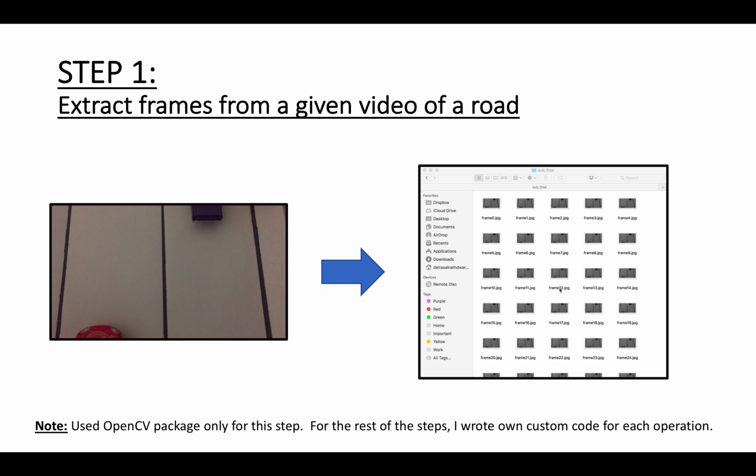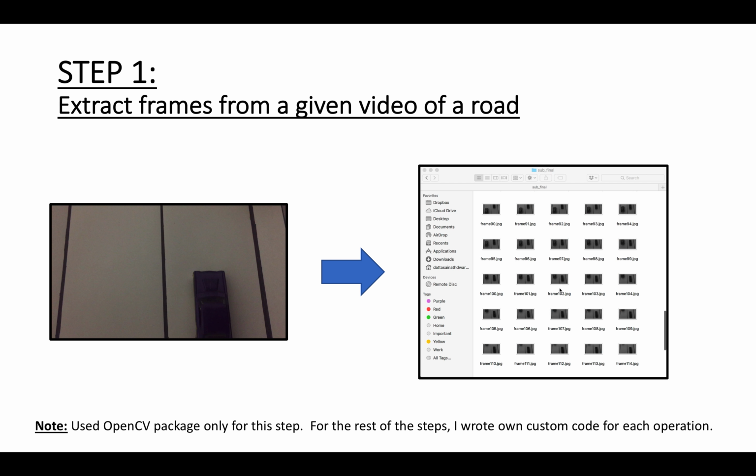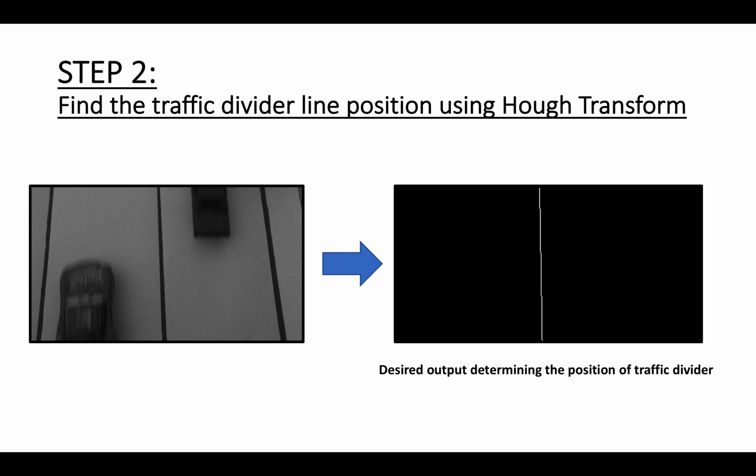The first step is extracting the frames from a given video. As we can see, in the video the cars are traveling in the right directions on either side of the road. We convert them into frames as we can see here. I used the OpenCV package to do this step. The second step is to determine the traffic divider line position using Hough transform on any one of the frames.